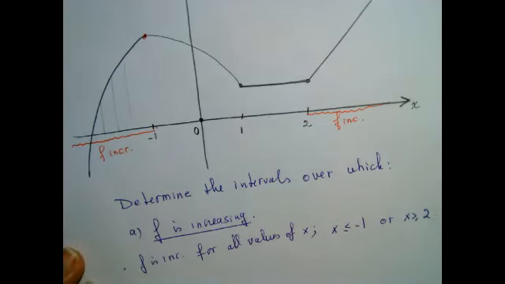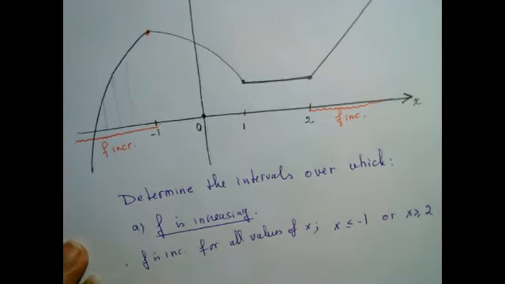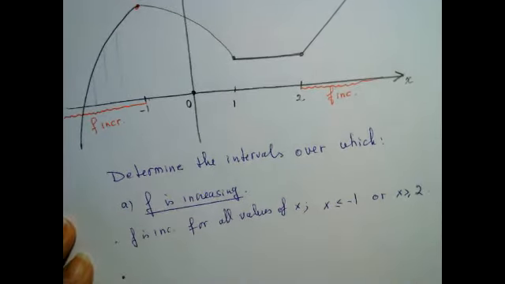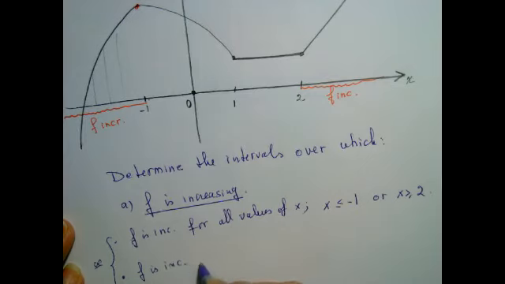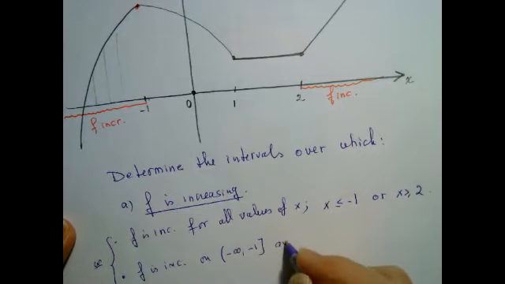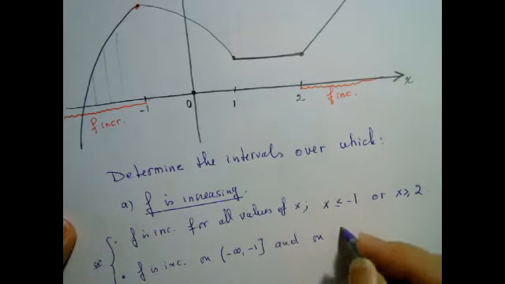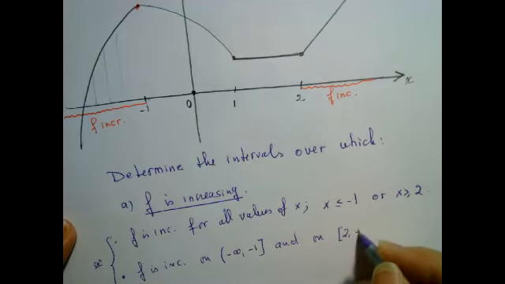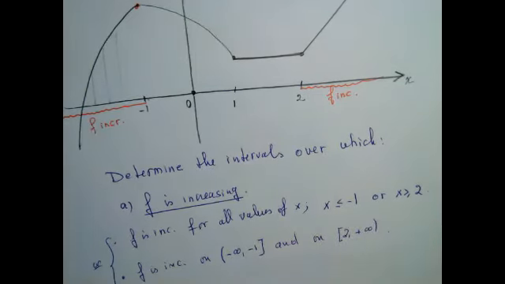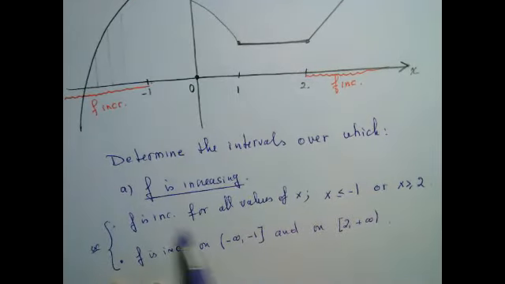Now, if I use interval notation, you can say the following. f is increasing on the interval (-infinity, -1] and on the interval [2, plus infinity). All right, so you can write it either using words or using interval notation.